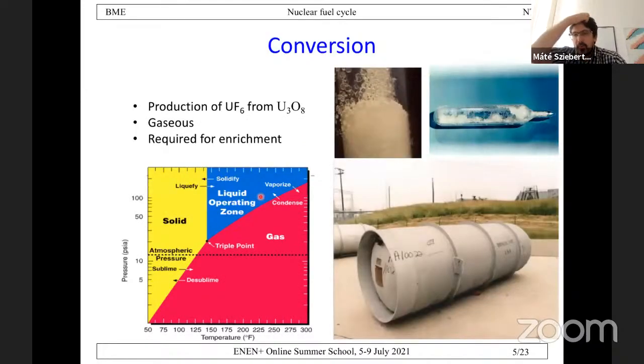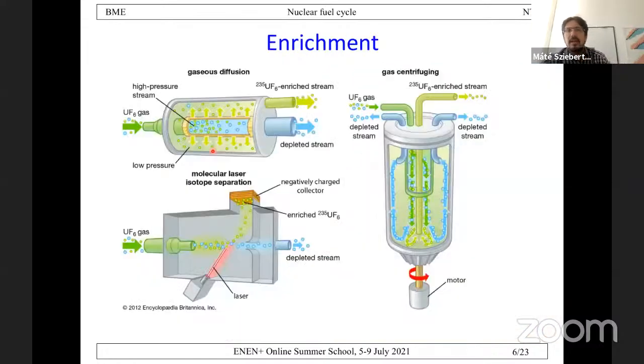The next important step is the so-called conversion. The only aim is to produce uranium hexafluoride from this yellow cake, because uranium hexafluoride is a gaseous substance. It sublimes from solid form to gas form around 50-60 degrees at atmospheric pressure, and we need this gas for the next step, which is the enrichment.